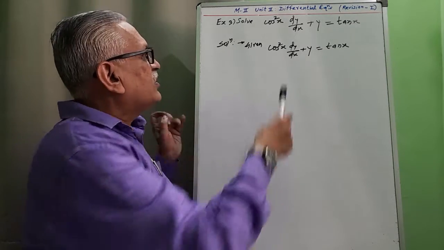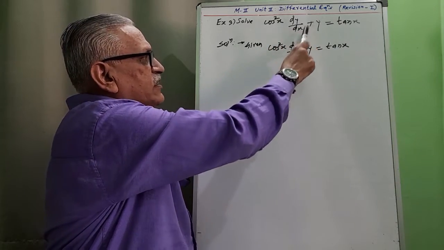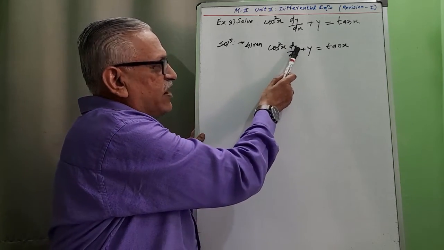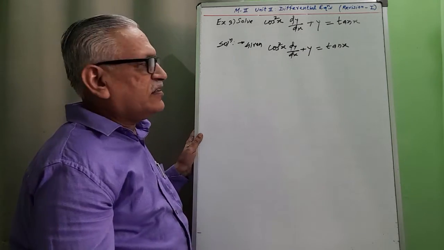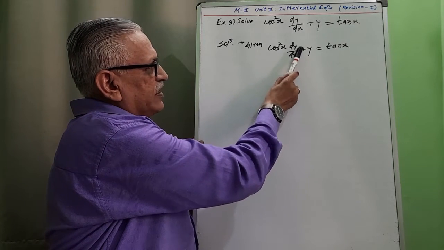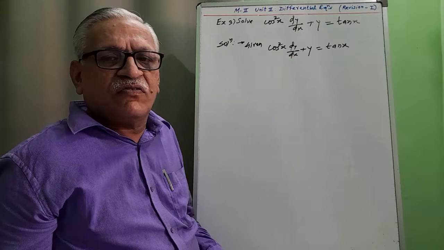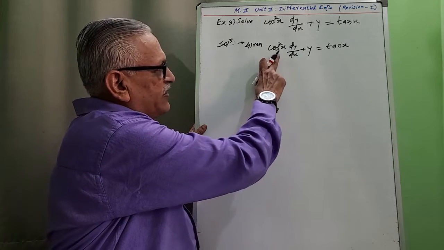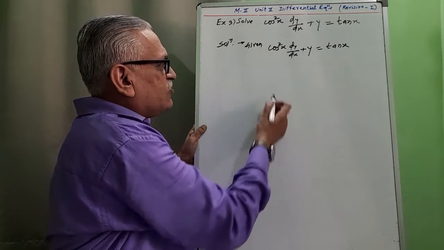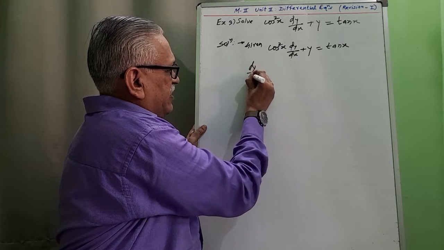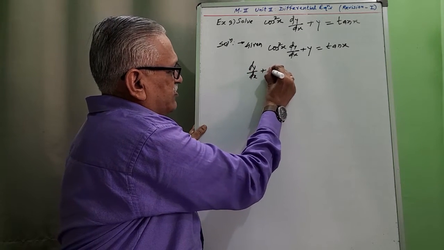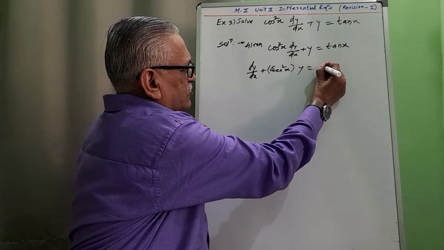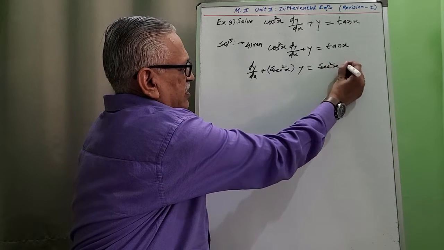Third example, solve the differential equation cos square x into dy by dx plus y is equal to tan x. If you observe the terms carefully, here y is the dependent variable, x is independent, the degree of y is 1, and the degree of the differential coefficient of y is also 1 and they are not multiplied together, which means it is linear in y. The only way to make the coefficient 1 is dividing by cos square x, we get dy by dx plus 1 by cos square, which means secant square x, into y is equal to secant square x into tan x.